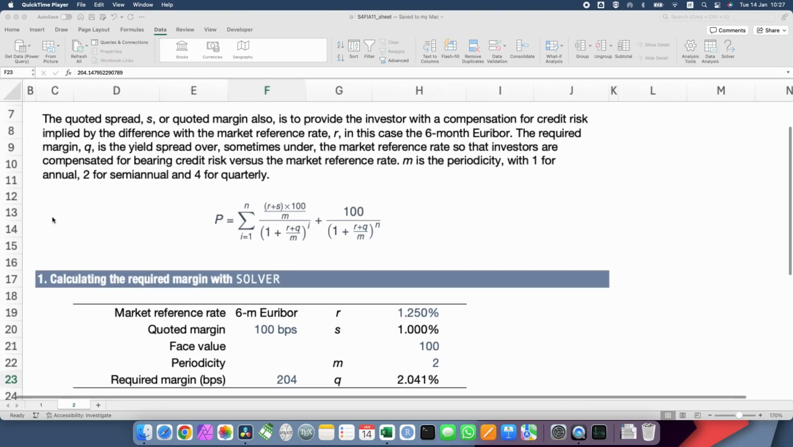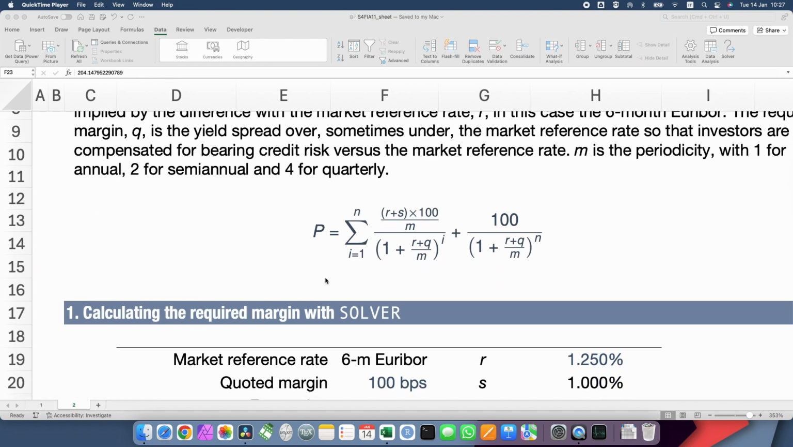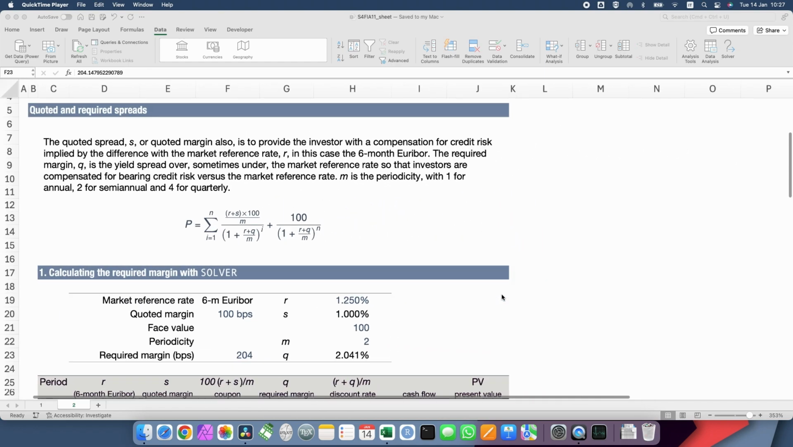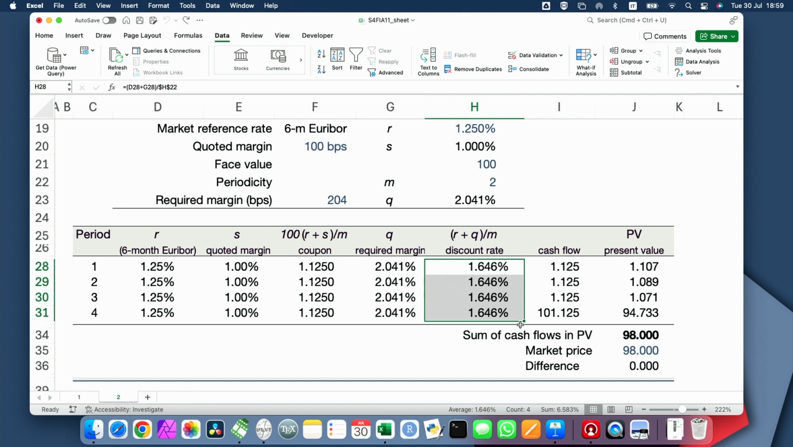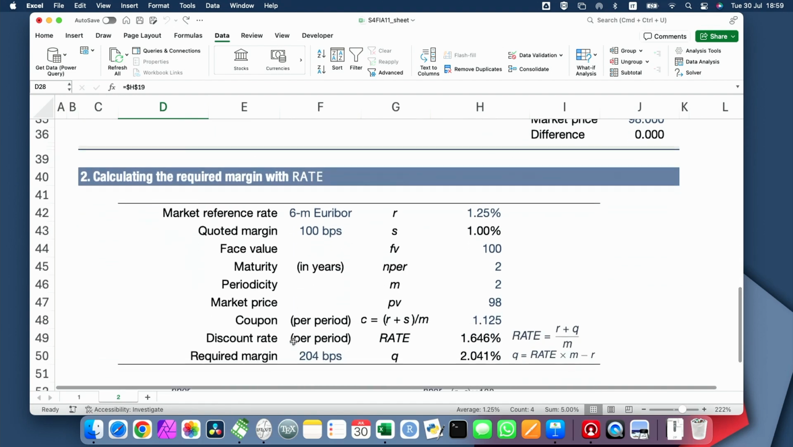Now, we can practice a little by going a little further. If you take a look at the equation we used so far, you will notice that the discount rate per period, in our example coupon payments were semi-annual, so the discount rate we've just seen in column H is semi-annual. And if we keep using our simplifying assumptions we mentioned at the beginning, we can use Excel's RATE function to back into the required margin given the market price, without using Goal Seek or Solver, as we've just seen.